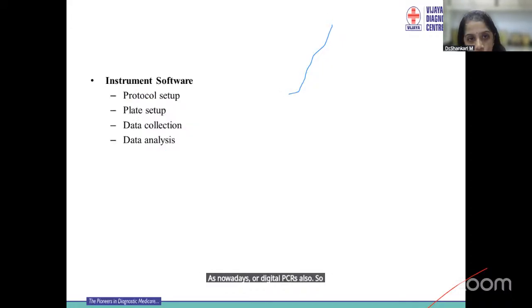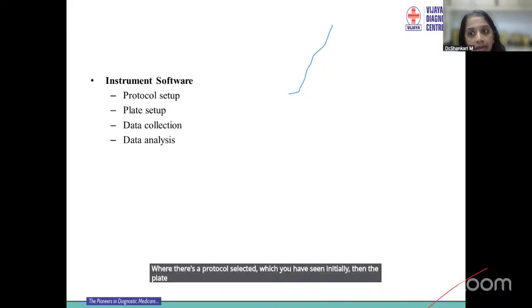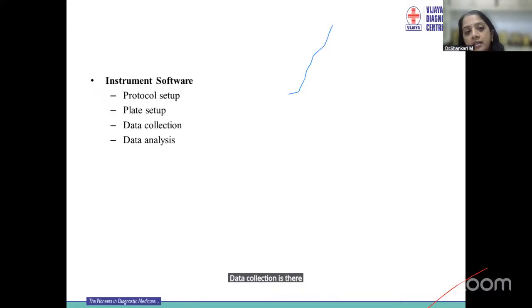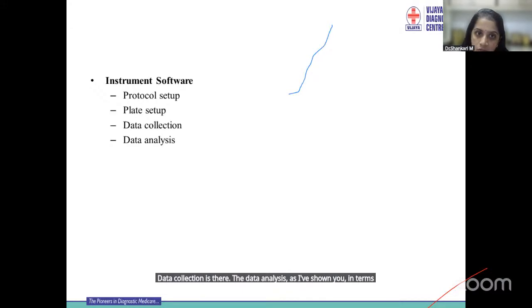There is also the instrument software, where there is a protocol chapter which you have seen initially. Then the plate setup and data collection are there, and the data analysis, as I've shown you in terms of graphs.